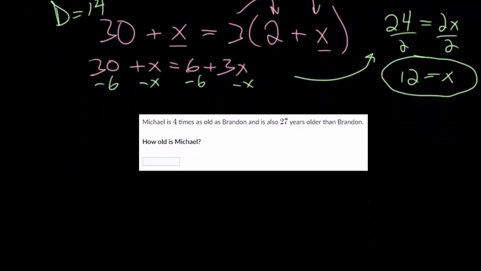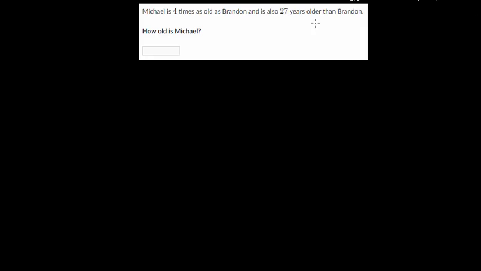And let's continue. So with this one, we have Michael and Brandon. Michael is 4 times as old as Brandon and is also 27 years older than Brandon. So we've got two ages. We're looking for the age of Michael, but we should also define a variable for the age of Brandon so that we can set up a system here.